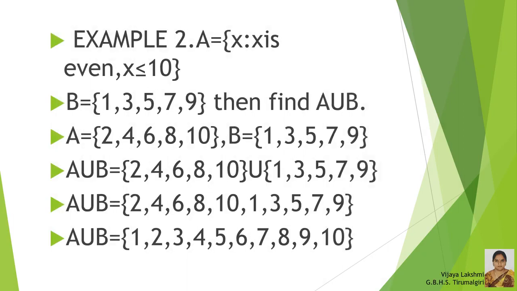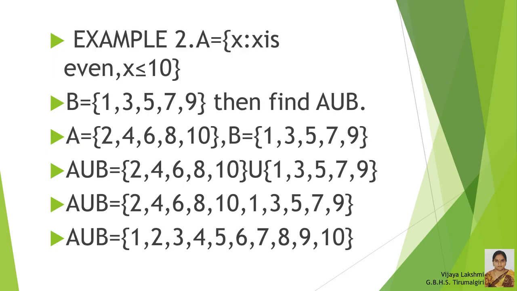Now coming to example 2. A is equal to set of all x such that x is even and x is less than or equal to 10. B is equal to 1, 3, 5, 7, 9. Then find A union B. So A is given in the set builder form. We have to write it down in roster form. So there are two conditions for x, that is it should be even and it should be equal to or less than 10. So A is equal to 2, 4, 6, 8, 10 and B is already given in roster form 1, 3, 5, 7, 9.